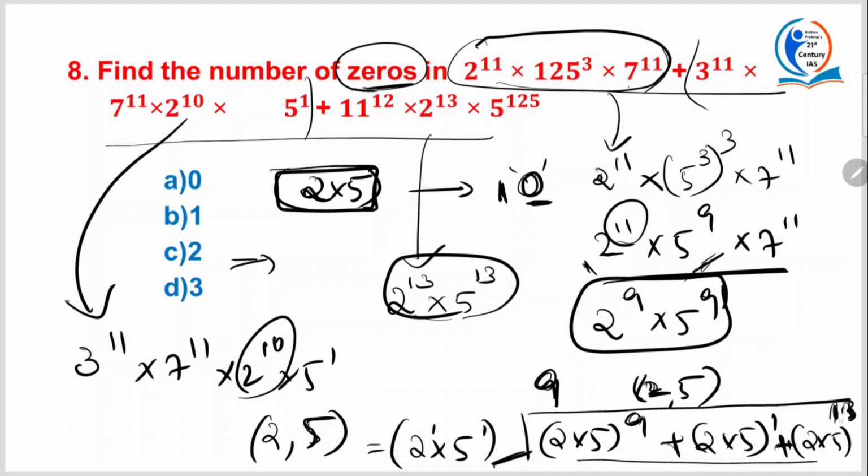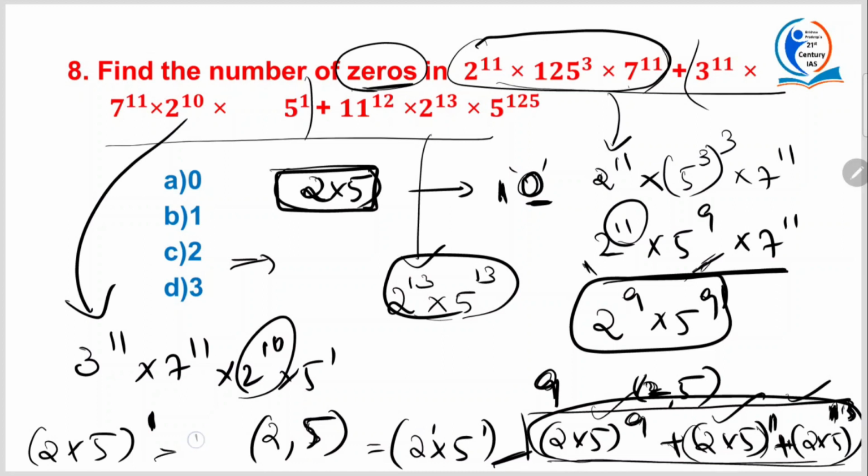So, now what is common to these? Only 2 into 5 whole power 1 can be taken out. You cannot take 2 into 5 whole power 9 because there is only one fellow here. So, 2 into 5 power 1 is the common number amongst all these 3. So, there is only the possibility of 1 zero. So, the answer is B.